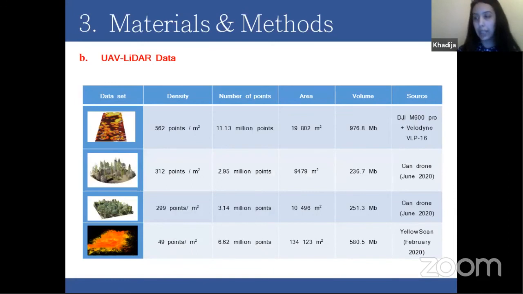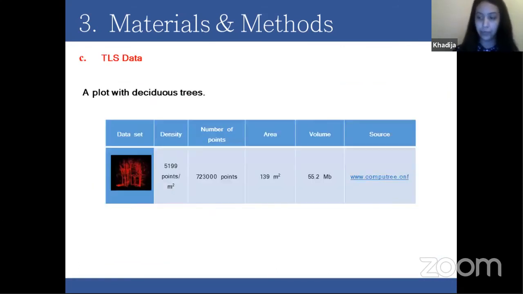The first UAV LIDAR data was obtained in July 2017 with the Velodyne sensor. The second and the third were acquired by Kendron, and the last one from YellowScan. TLS data represents a plot with deciduous trees and was downloaded from the website of the Computree platform.